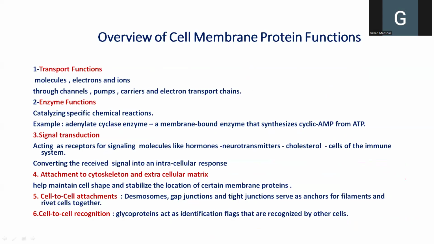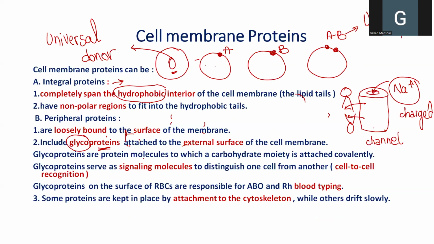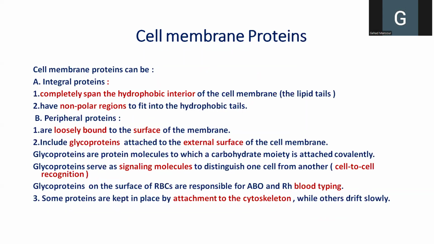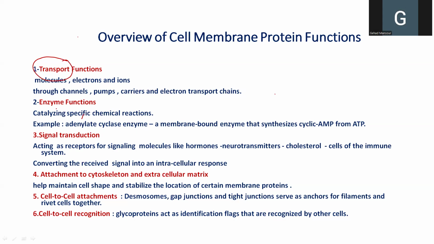Let's now see an overview or a wrap-up of the functions of the cell membrane proteins. The first function of the cell membrane protein is the transport functions, because we have just seen that we have membrane channels and, if you remember, membrane carriers. So we will be discussing the function of channels and the function of the carrier proteins. The channels are essentially important for ions.